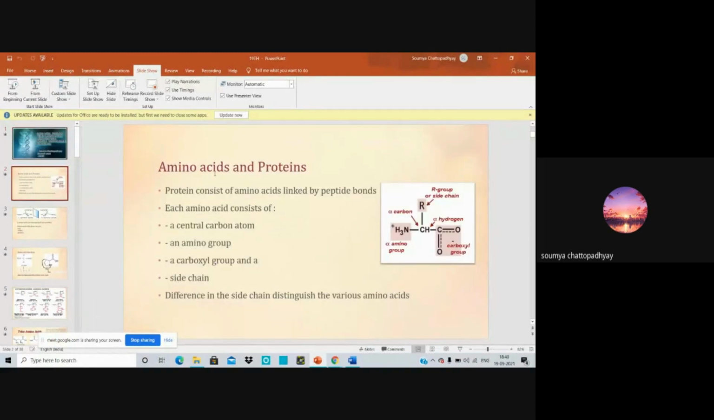So, amino acids and proteins. What does an amino acid consist of? It basically consists of a central carbon atom, which we also call C alpha, an amino group, a carboxyl group, and the most important part, an R group. The R group is important because the categories into which we divide the amino acids are based on it.